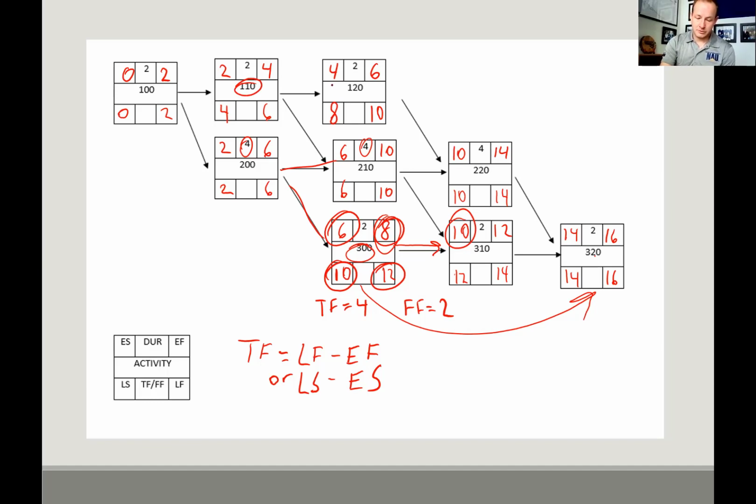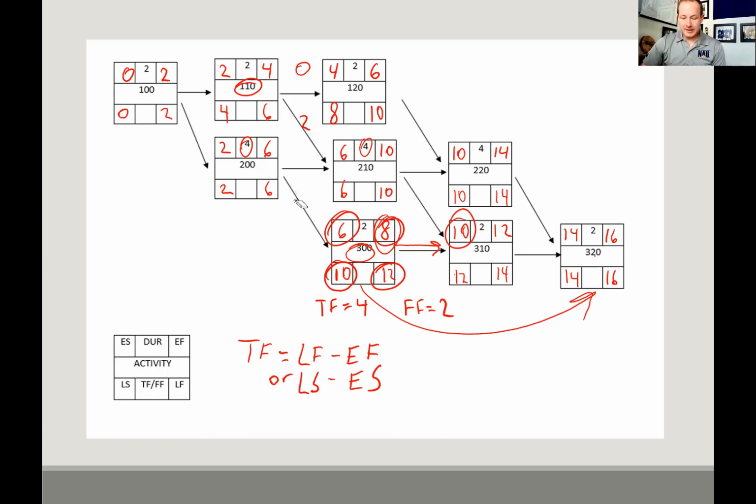The free float between 110 and 120 is 0. The free float between 210 and 110 is 2. 6 minus 4, 4 minus 4. Okay, so it has multiple free floats. That's possible. Okay, so what does that mean?